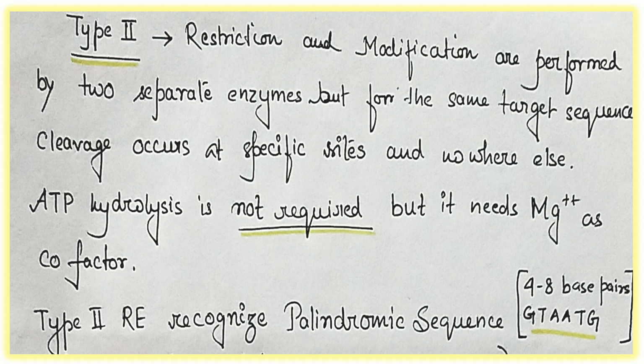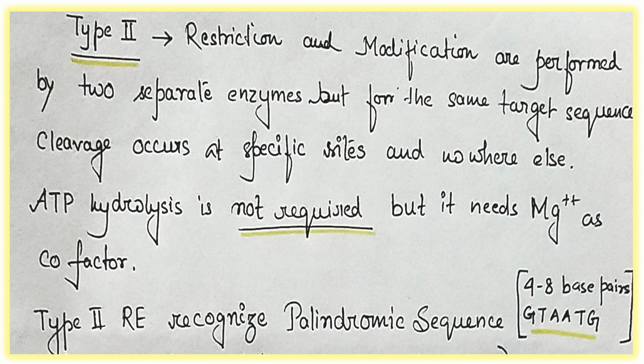This type of endonuclease does not require ATP hydrolysis, but it needs magnesium ion as a cofactor. Type 2 restriction endonucleases recognize palindromic sequences. Well, what are palindromic sequences? Palindromic sequences are those which are read the same from both directions, that is from 5' to 3' as well as from 3' to 5'.